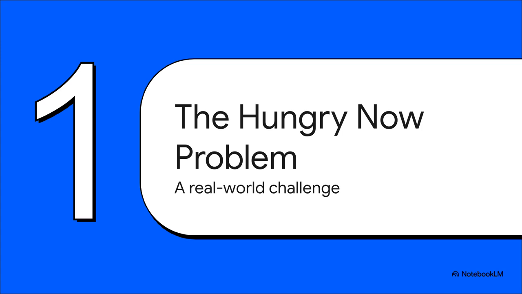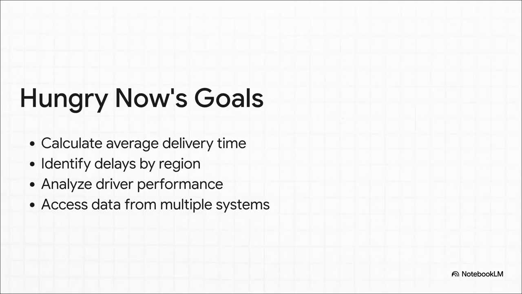The business is buzzing with questions, and guess what? It's our job to find the answers buried in all that data. So the folks upstairs, they want to know things like, what's our average delivery time? Where are the biggest delays happening? And hey, which drivers are our top performers? Now, here's the challenge. This information is scattered all over the place. Order details are in one system, customer addresses are in another, and driver stats are floating around somewhere else entirely. We need a way to bring it all together.